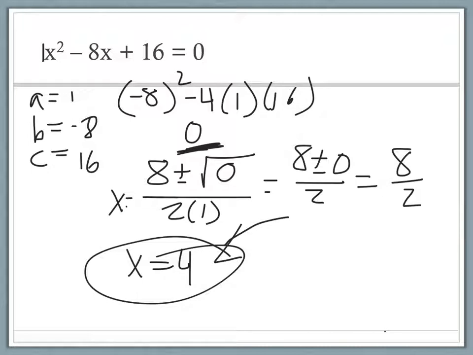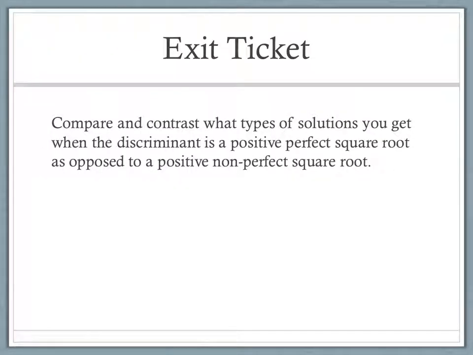All right. Let's go to the last little thing. It's about your exit ticket. We'll take a look at that, and then it's off for the practice problem. Okay, guys, for your exit ticket, it just wants you to compare and contrast what types of solutions you got when your discriminant is a positive perfect square as opposed to when it's a positive non-perfect square. So it's basically saying, look at examples 1 and 2 that we did, and what are some similarities that you noticed, and what are some differences. All right, go ahead and jot down what you see, and then go ahead and get started on your practice problems.